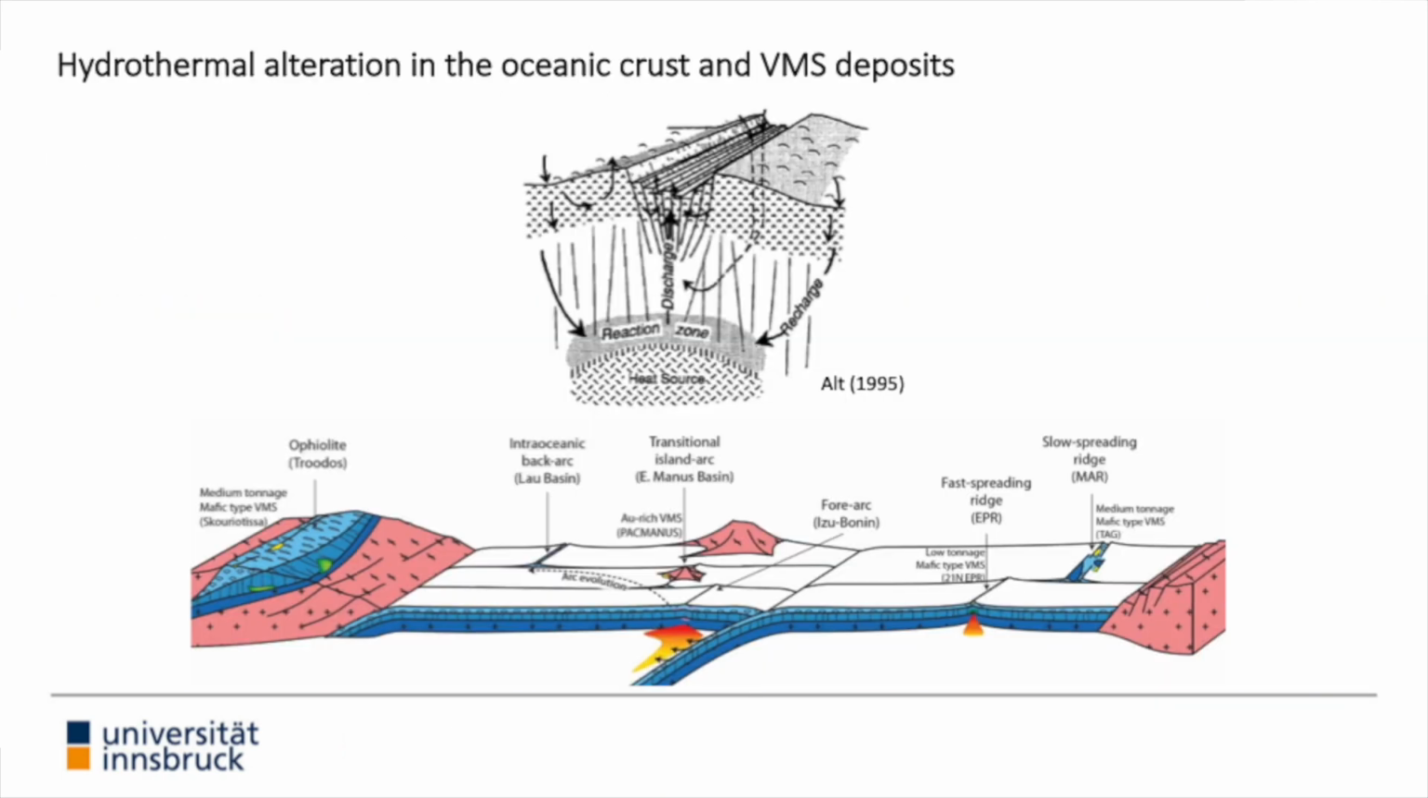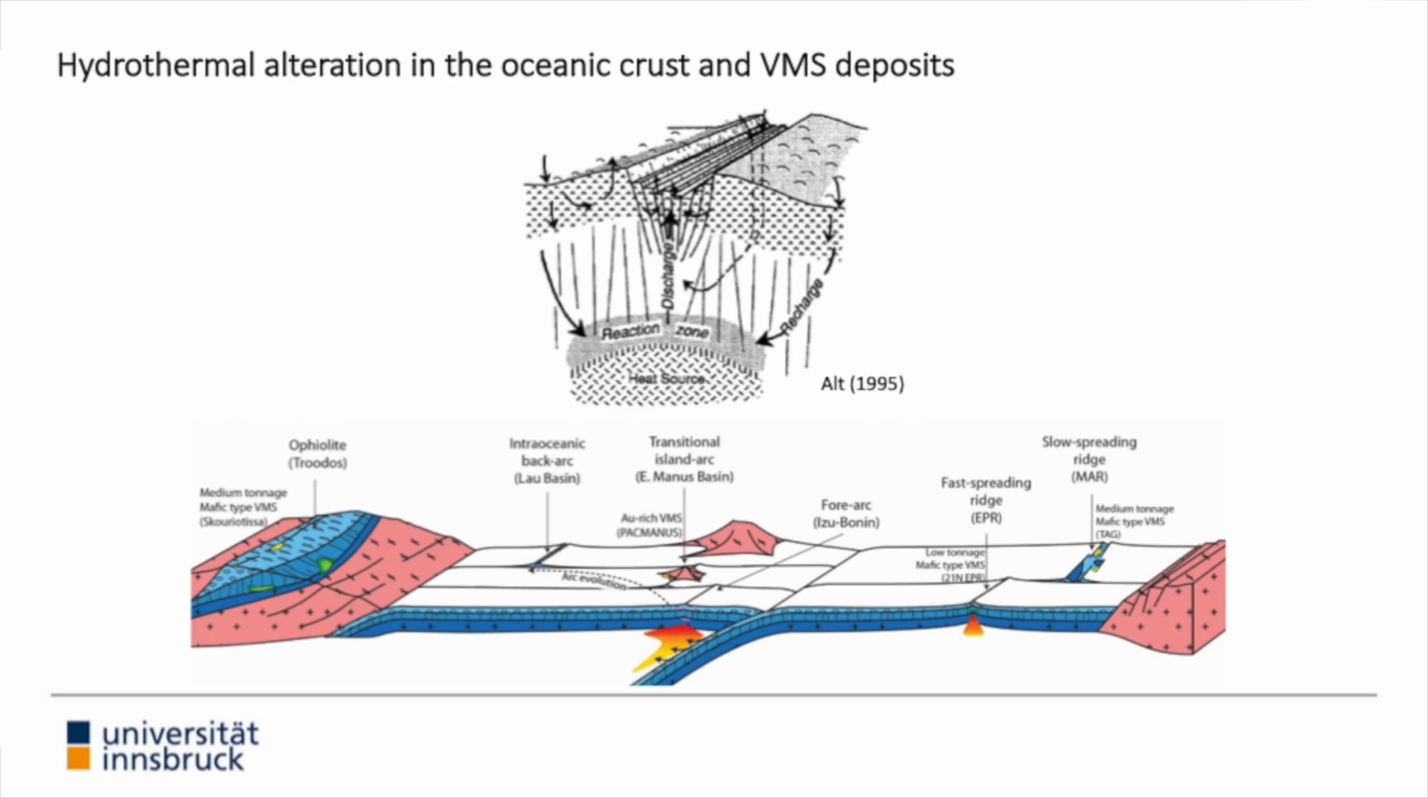So, as you might be very well aware, hydrothermal circulation in the oceanic crust is very important for buffering both the oceanic crust and the ocean composition, but it's also very important for the formation of VMS deposits, which is kind of the uppermost expression of this large-scale hydrothermal fluid circulation within the oceanic crust. So when the hydrothermal fluids vent on the seafloor, you have the formation of VMS deposits.